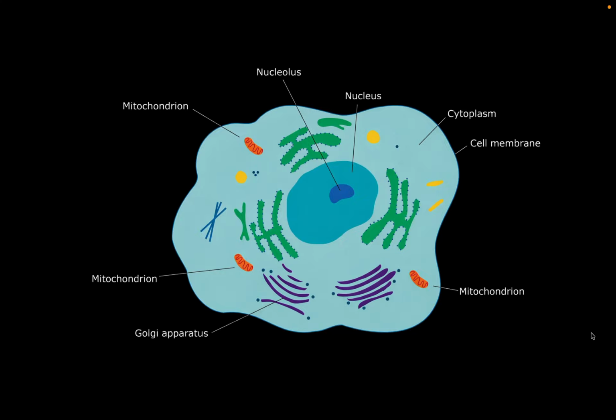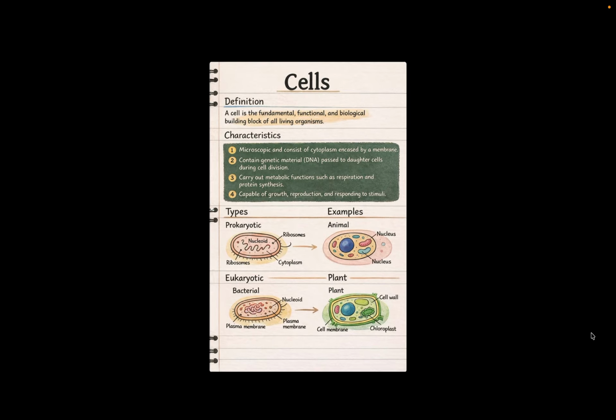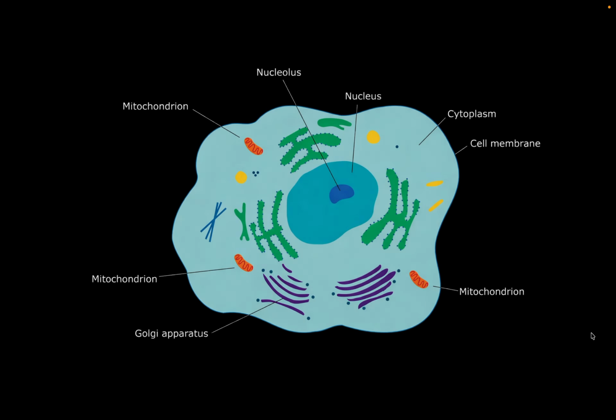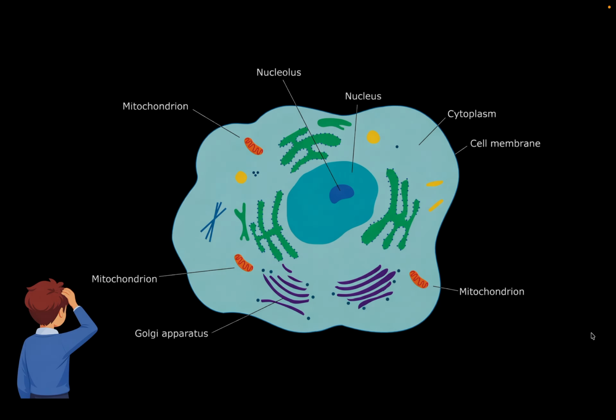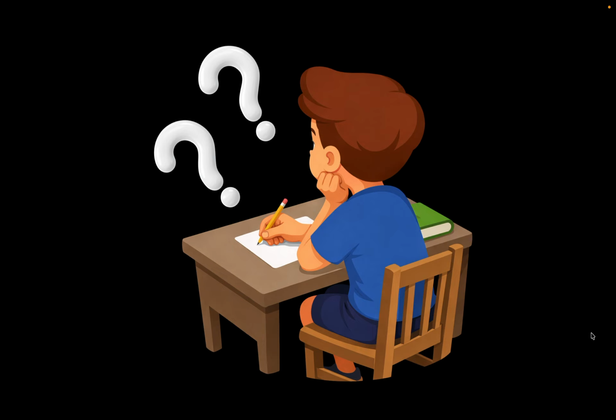When we study cells, we usually see labeled diagrams and memorize definitions. But cells are not static, they are dynamic systems. Yet we usually see them as flat diagrams in a textbook. That contrast always felt strange to me. At some point, I stopped asking what does this organelle do and started asking how does everything work together. That question became the starting point for this app.